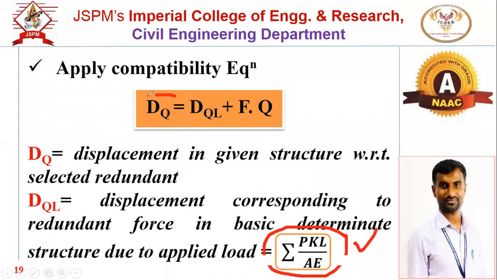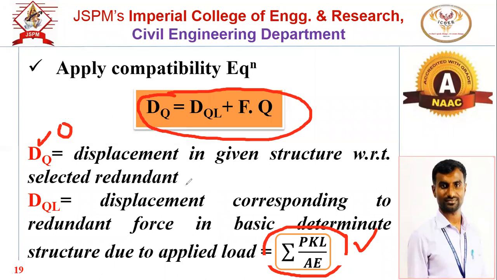And this is the compatibility equation that we have discussed already: dq is equal to dql plus f into q. Now mostly this dq value will be 0. If there is a support settlement, that is, sinking of support is given in the numerical, then this dq term will exist. Otherwise it will straight away be 0. dql is the displacement due to the given loading condition, or the displacement due to the applied load.